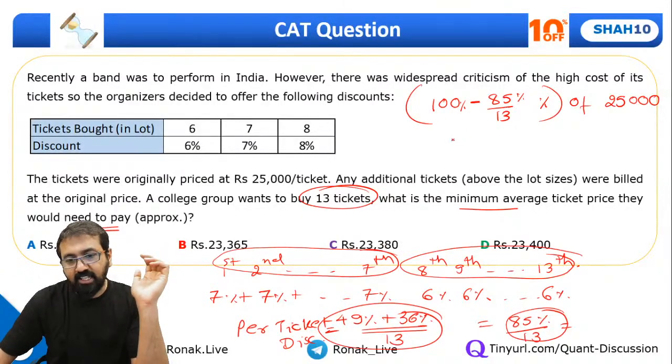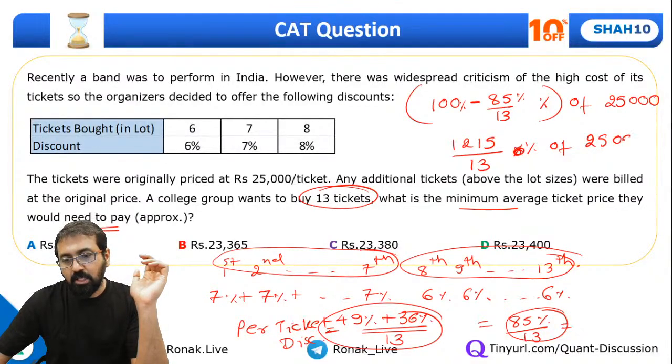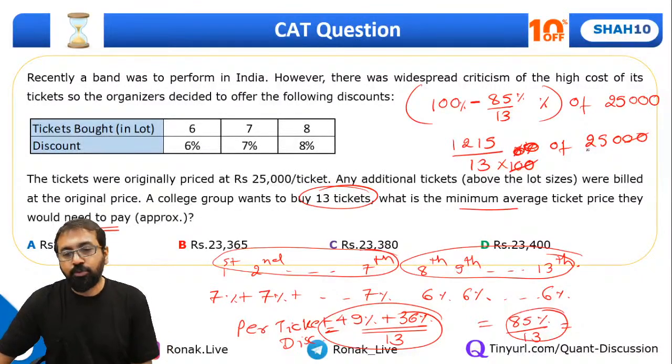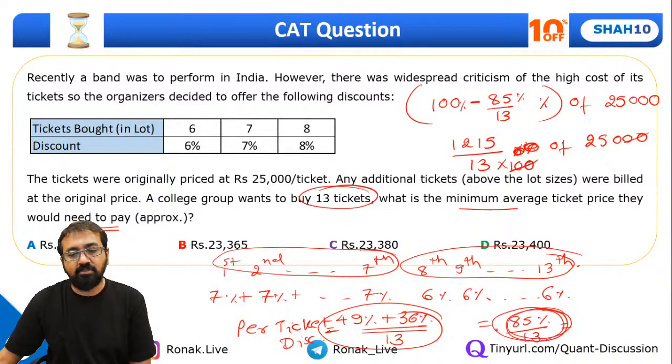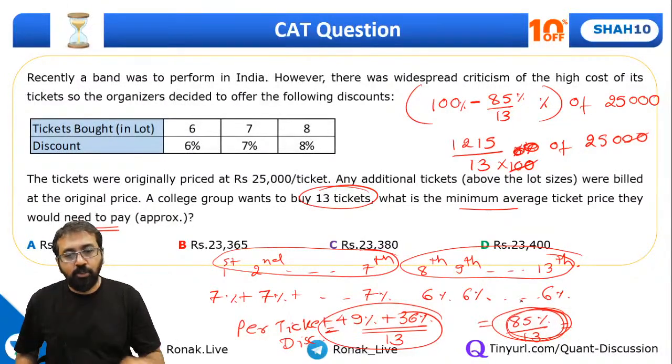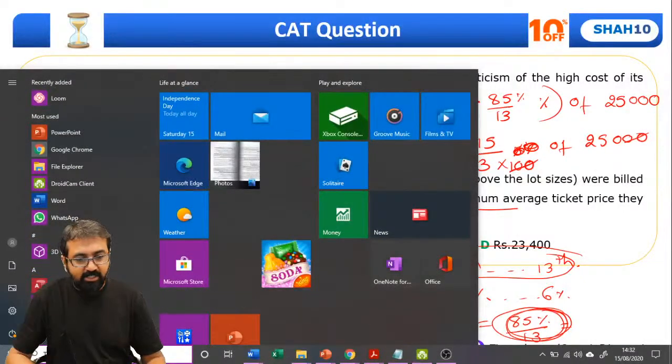So if you solve this, this will come out to be 1215 by 13 into percentage of 25,000. Now percentage means put 100 in the denominator, correct? So put 100 in the denominator. Now you need to solve this. You can quickly use a calculator. In fact, if you have a calculator available, you can straight away find out this many percent discount using the calculator itself, right? Let me show you how we can do this in the calculator, everyone. Let me open a calculator and you will understand.